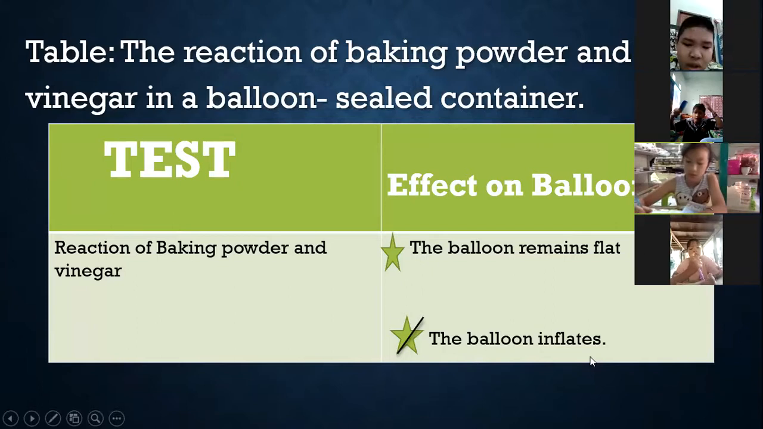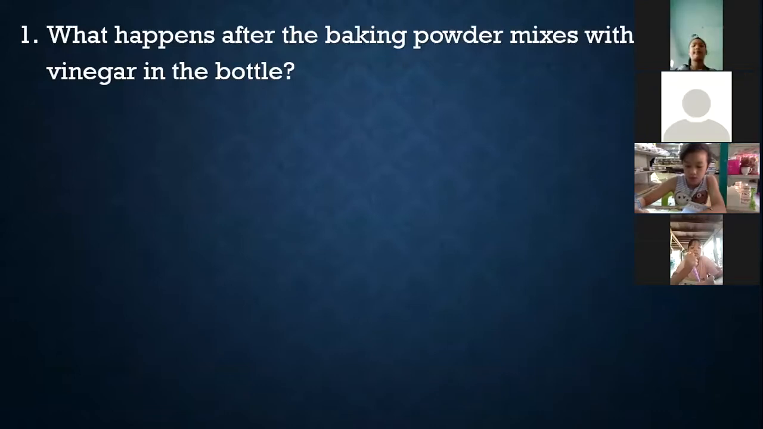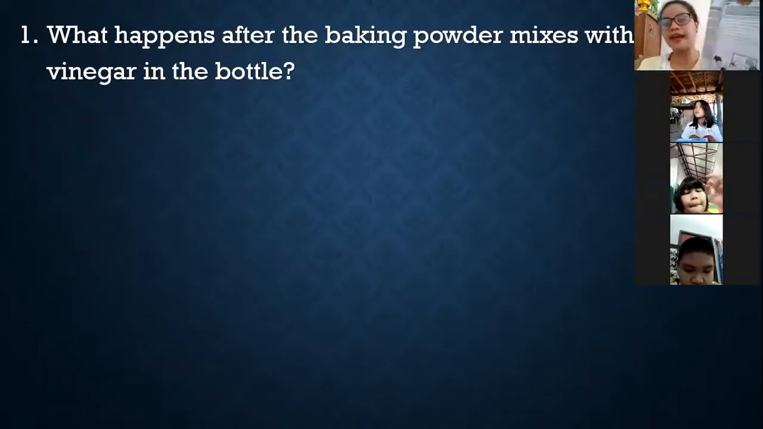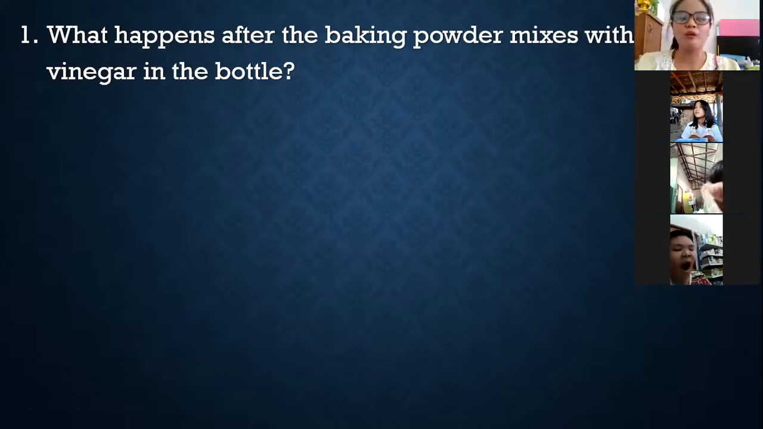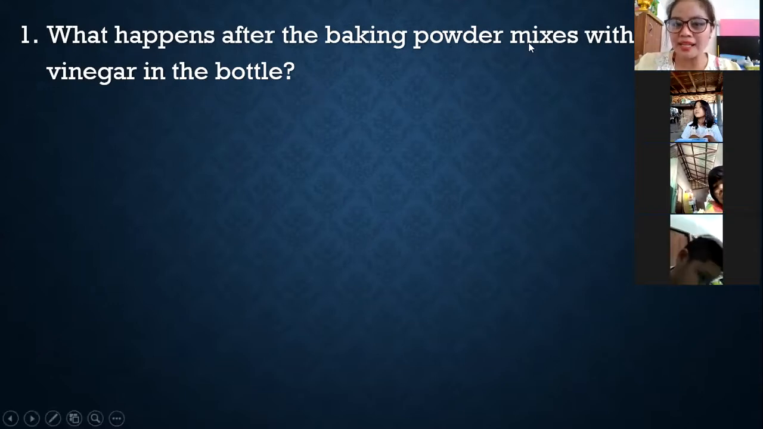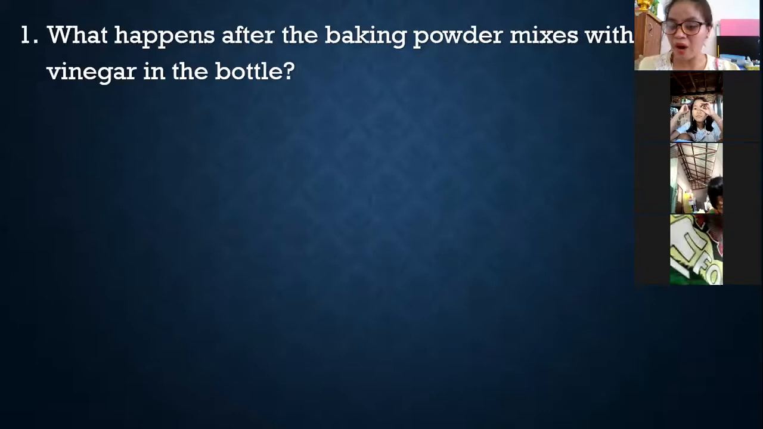Okay, so next one, the question in your book, this one. Okay, you have a question here, right? The first question is, what happens after the baking powder mixes with the vinegar in the bottle? That is number 1 on page 17. What happens after the baking powder mixes with the vinegar in the bottle? What happened? Anyone?